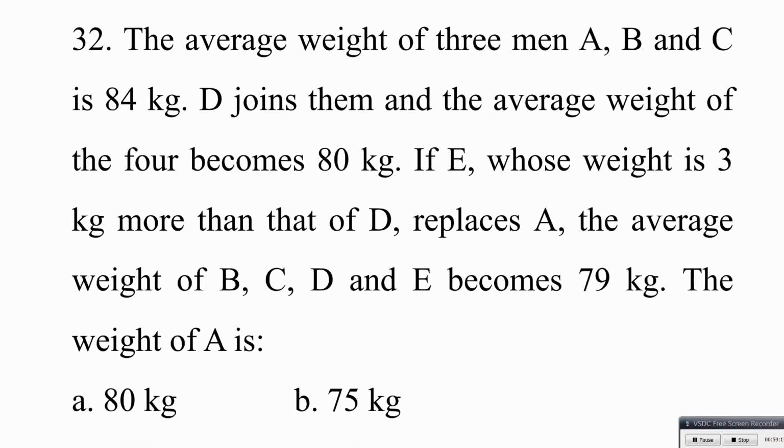Sum equals average into number of persons. Here it's about men or something. ABC average is 84. D joined, now average is 80. E, whose weight is 3 kg more than D, replaces A. The average of BCDE becomes 79. The weight of A is?